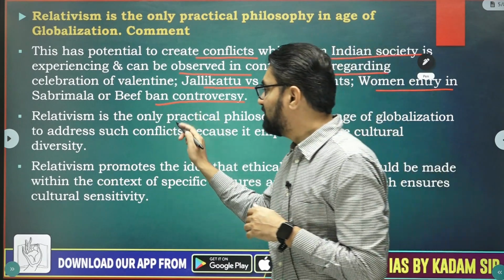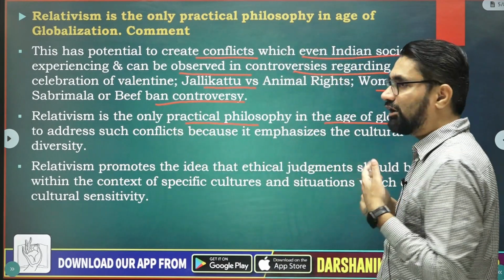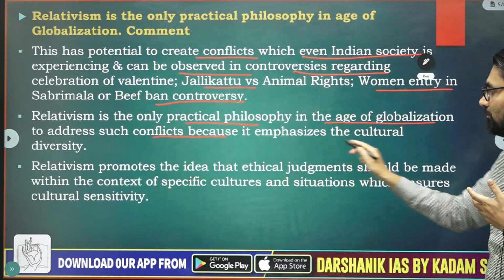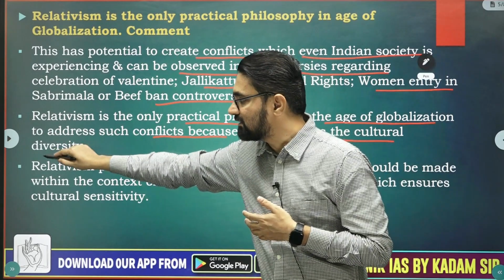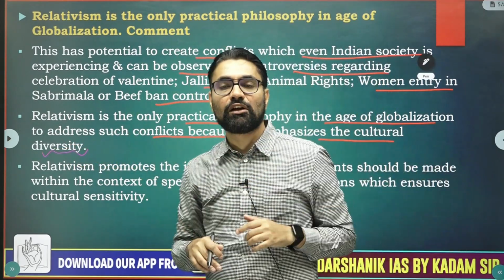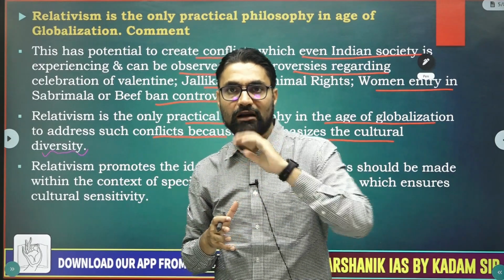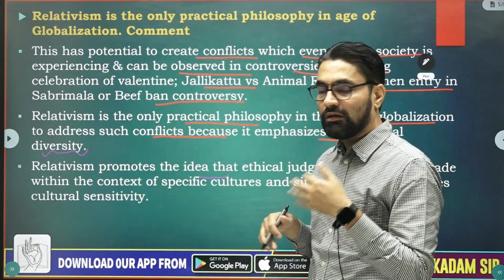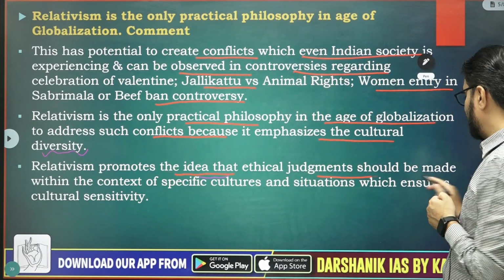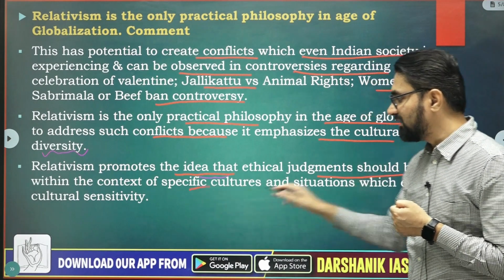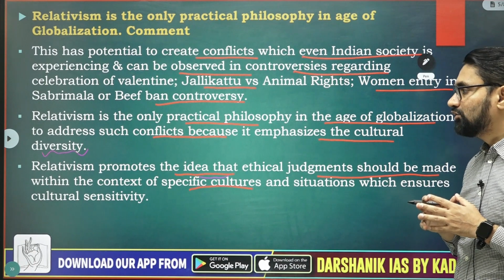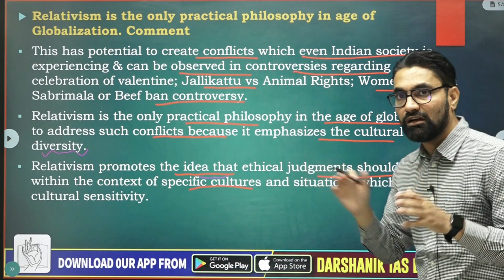And relativism is the most practical philosophy, और ये क्यों ज़्यादा practical है? Because it has the capacity to address such conflicts, because it emphasizes cultural diversity. So relativism emphasizes cultural diversity, and that's what makes it more suitable to address all such controversies, problems that the globalized world is creating. Relativism promotes the idea that ethical judgments should be made within the context of specific cultures.